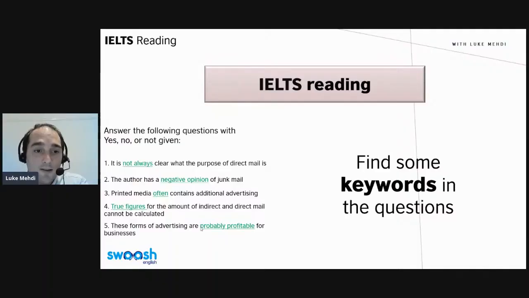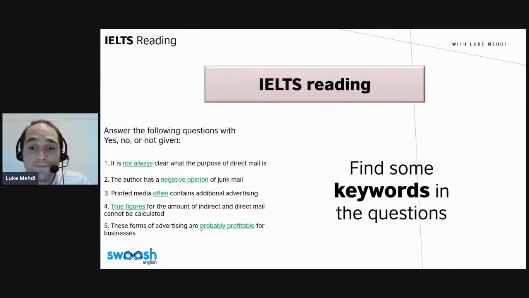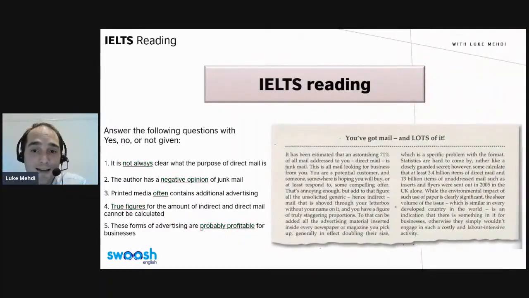We've got not always clear what the purpose of direct mail is. The author has a negative opinion. Printed media often contains additional advertising. So often, quite a good word to use there. He's going to give the idea usually, something like this. True figures, actual numbers, and they're difficult to calculate. And then these forms of advertising are probably profitable for businesses. So are businesses making money from this? Let's have a look back at the text.